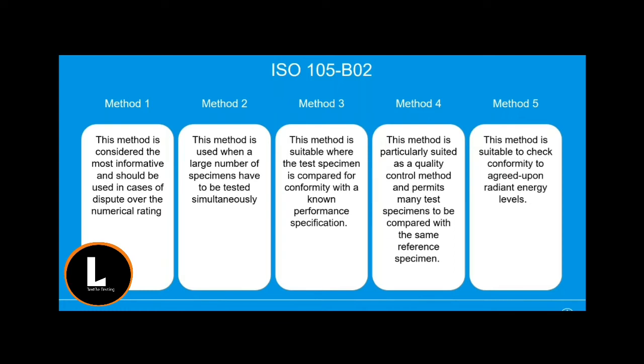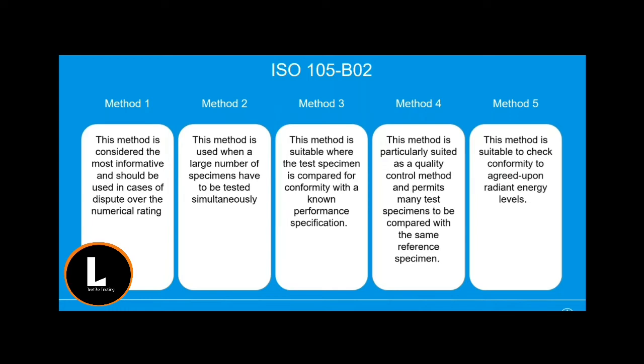So method 1, this method is considered the most informative and should be used in cases of dispute over the numerical rating. It's also especially suitable for the determination of colour fastness to light for test specimens of unknown performance. Method 2, this method is used when a large number of specimens have to be tested simultaneously. So this one allows a number of specimens differing in colour fastness to be tested against a single set of blue wool references, and thus conserving your supplies.